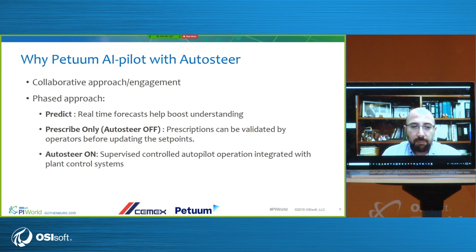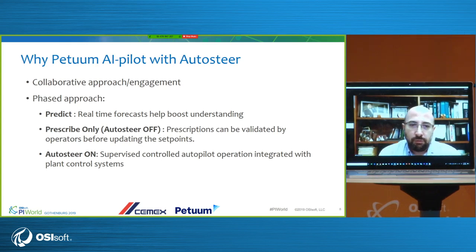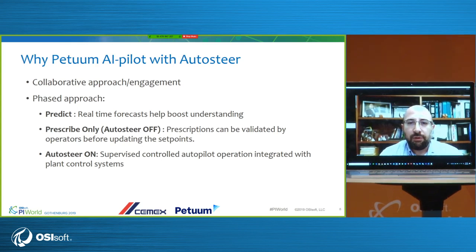The first approach was, okay, let's first show me predictions. I want to know what's going on in the process, how the process is behaving and how it's going to behave in the near future, to have a better understanding of our process. Second, since we already had those, we wanted to get recommendations from the artificial intelligence model. We already have the prediction. We knew how the process was working. Now we wanted to get prescriptions from the system.